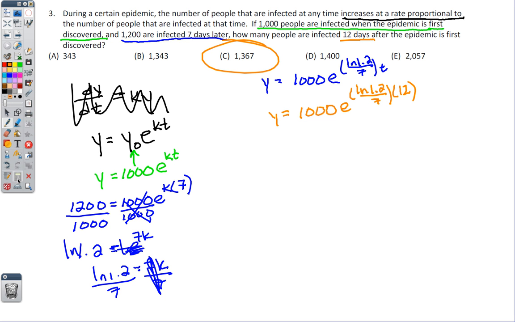All right. So the point is, you can be as messy as you want, you can show as much or as little work as you want. This is multiple choice. No one cares. Okay?